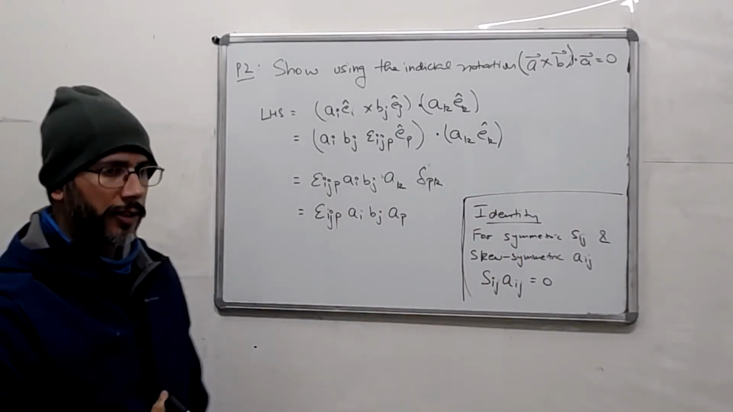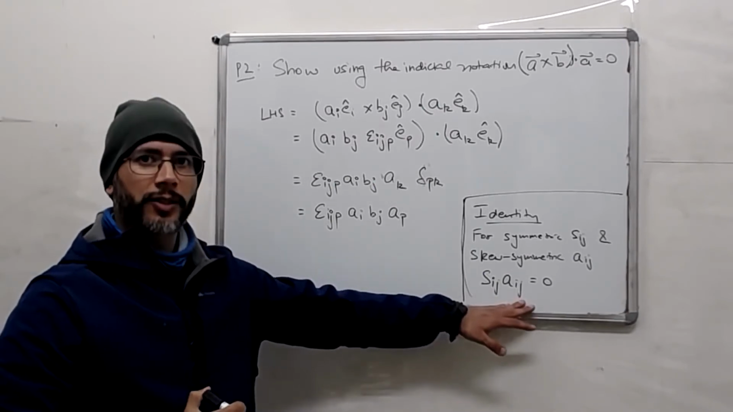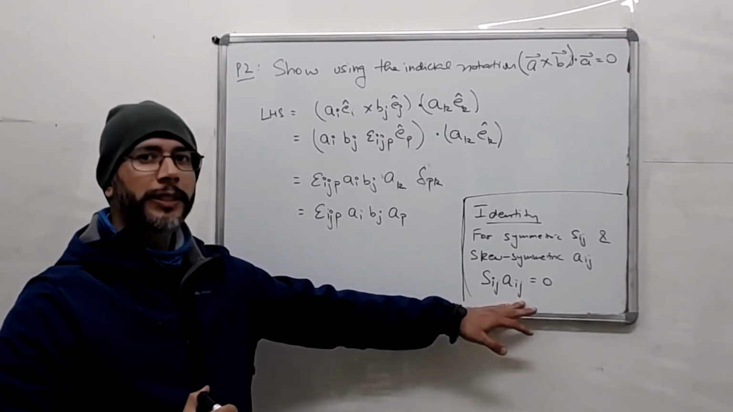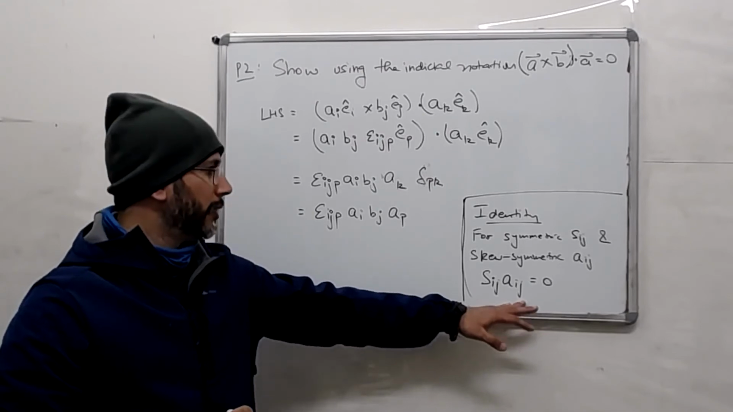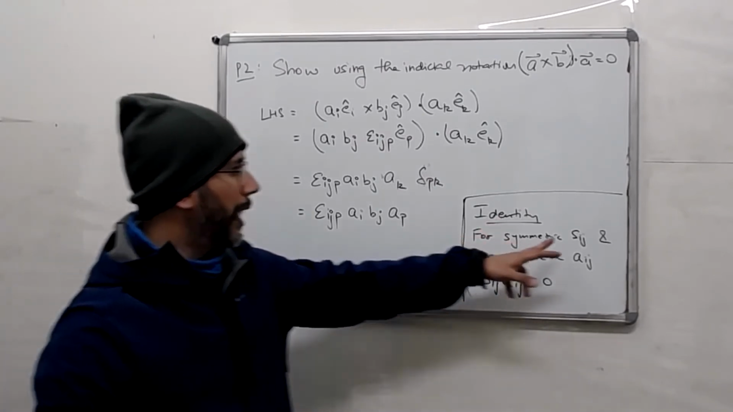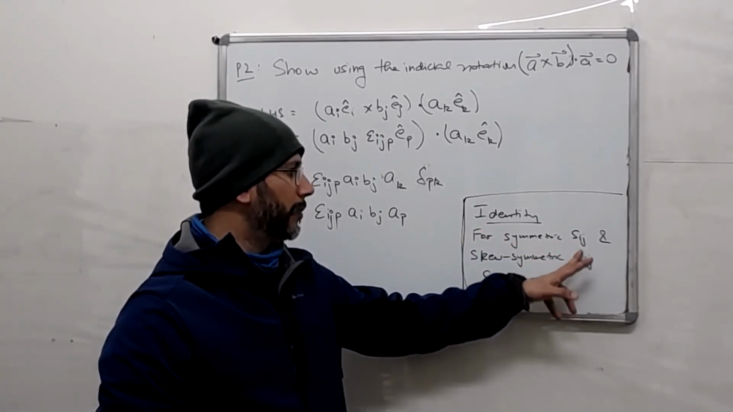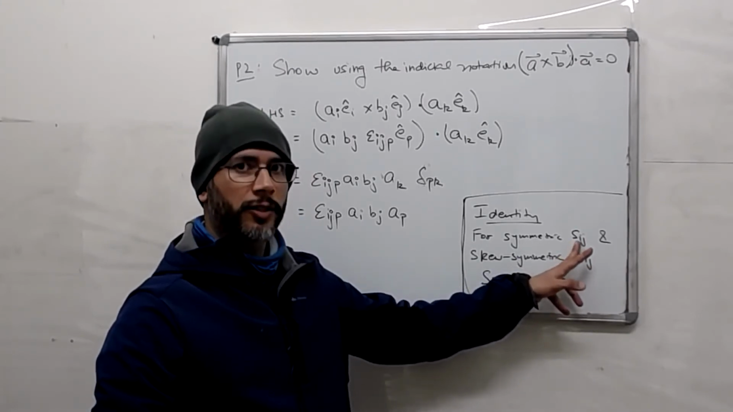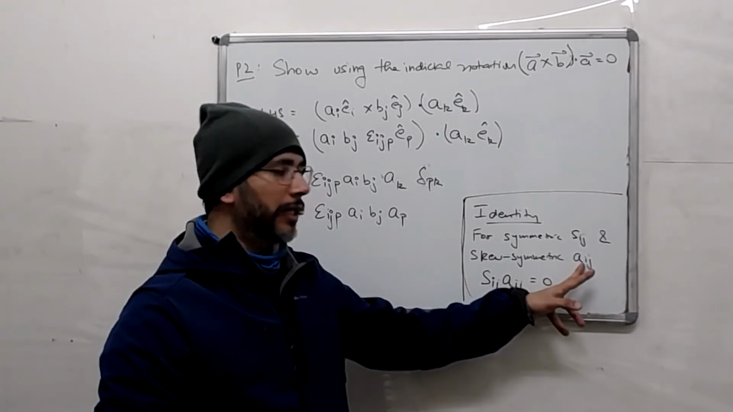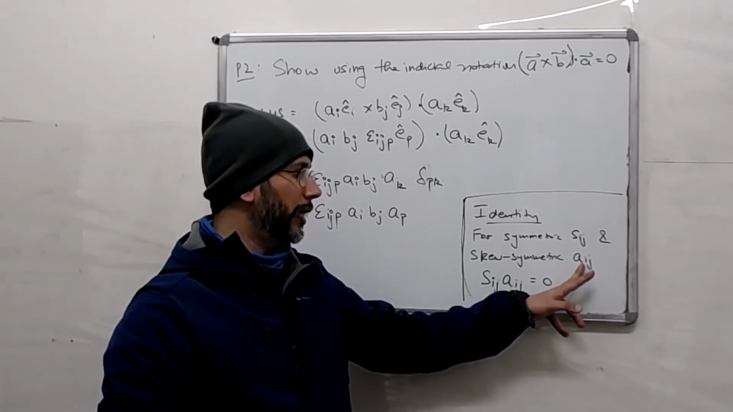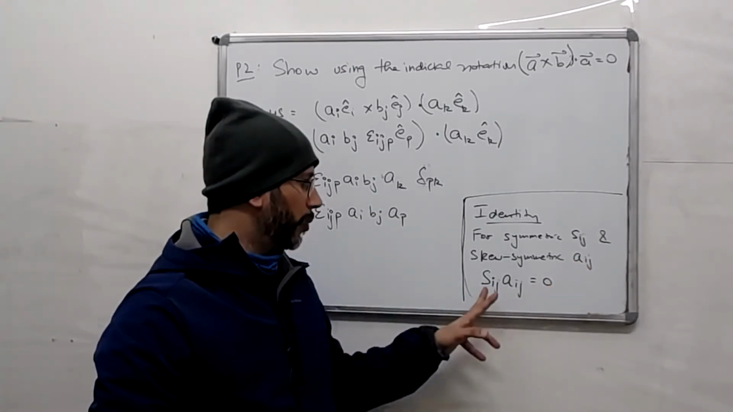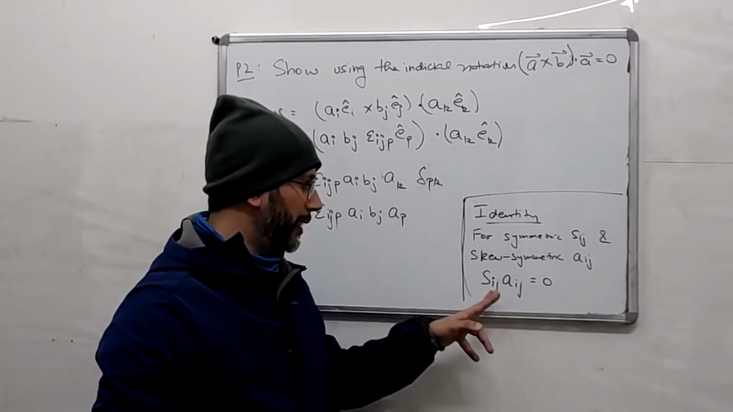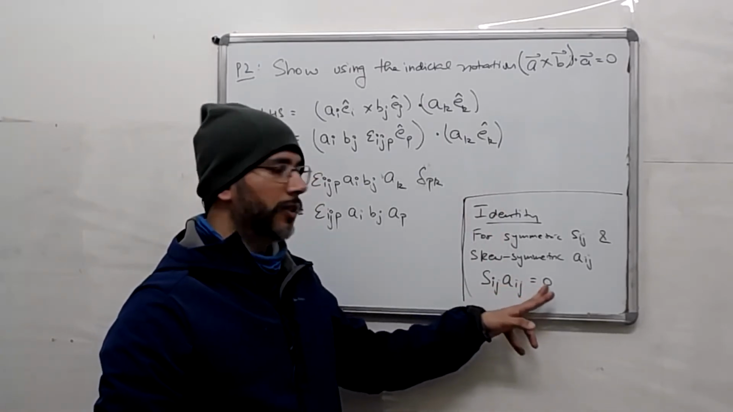I should have discussed that earlier, so I will discuss it. I'll show that this is indeed true, but if you allow me to use it for an instant, the identity is, if you have tensors S and A, where S is symmetric, that is Sij equals Sji, and A is skew symmetric, that is Aij is minus Aji, then when you multiply them the vertical double dot way, Sij Aij, this is 0.